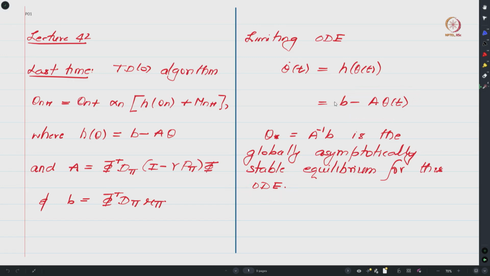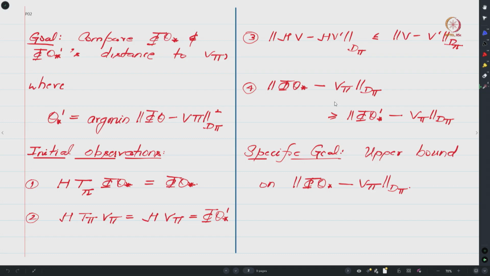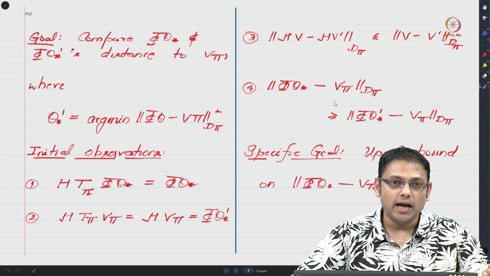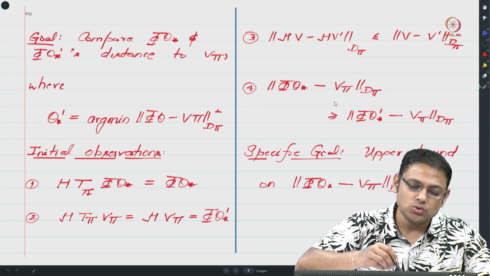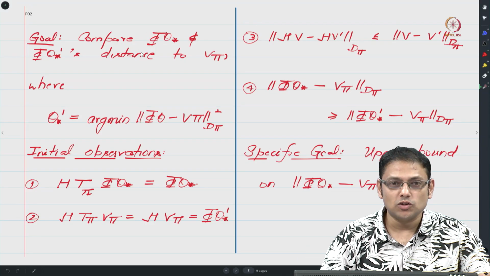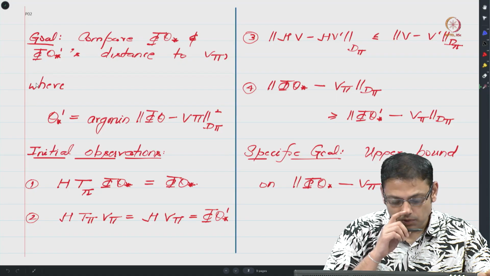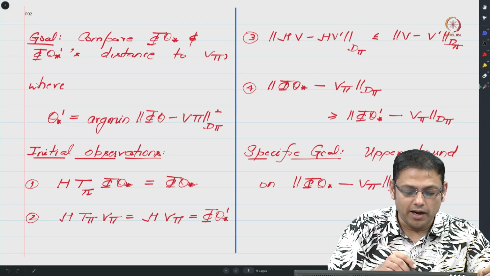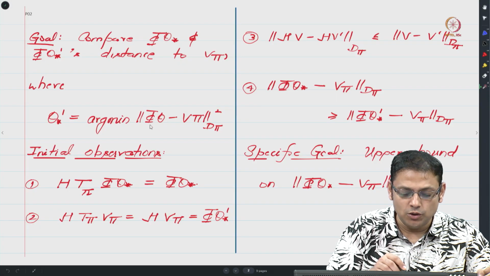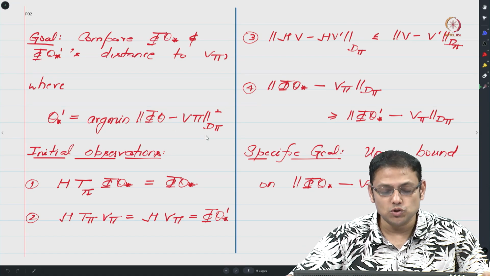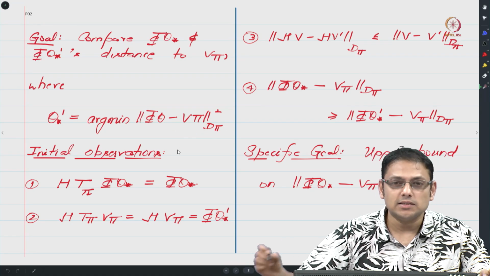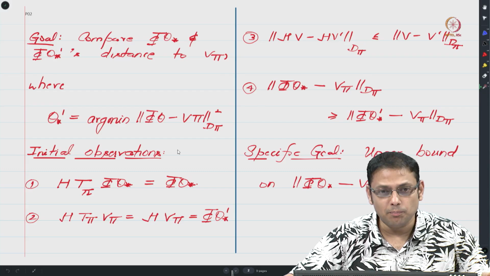This was something that we proved in the previous class, and our goal in the previous class was to somehow compare the distance of phi theta star to that of phi theta star prime. And theta star prime is the theta value which minimizes the distance to v pi under the norm that is induced by the matrix D pi.